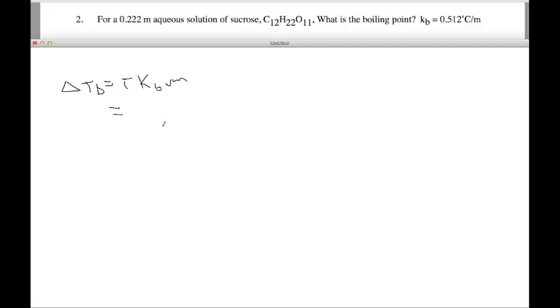So 0.512 times 0.222, delta Tb is equal to 0.113664. Well, actually, we're not looking for delta Tb. They're just asking what is the boiling point. So the boiling point, well, I'm assuming they're using water. So water boils at 100 degrees C. So 100 plus this answer would mean that it boils at 100.11 degrees Celsius.